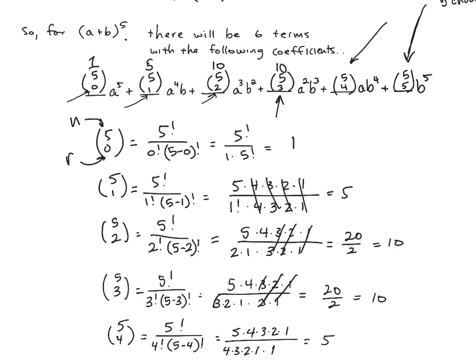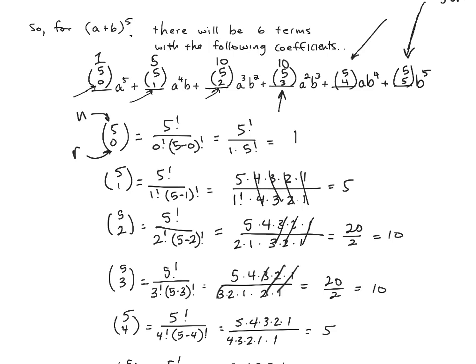We got 5 choose 4. So we have 4 factorial, which is 4 times 3 times 2 times 1, multiplied by 5 minus 4, which is 1 factorial, which is here. And then the 4s, 3s, 2s, the 1s cancel, so it's 5 divided by 1, which is 5. So 5 choose 4, which is here, that coefficient turns out to be 5.